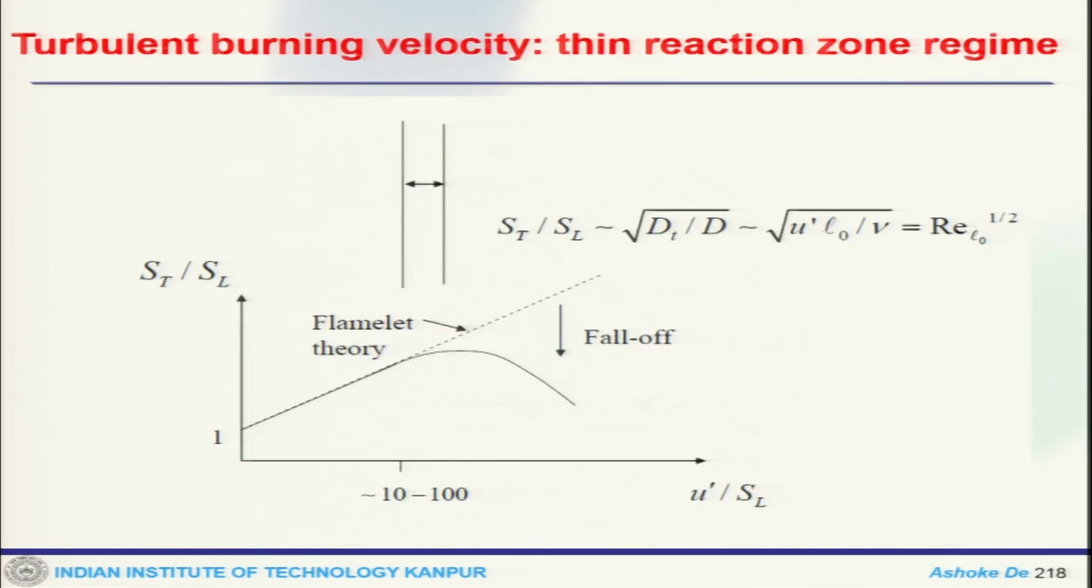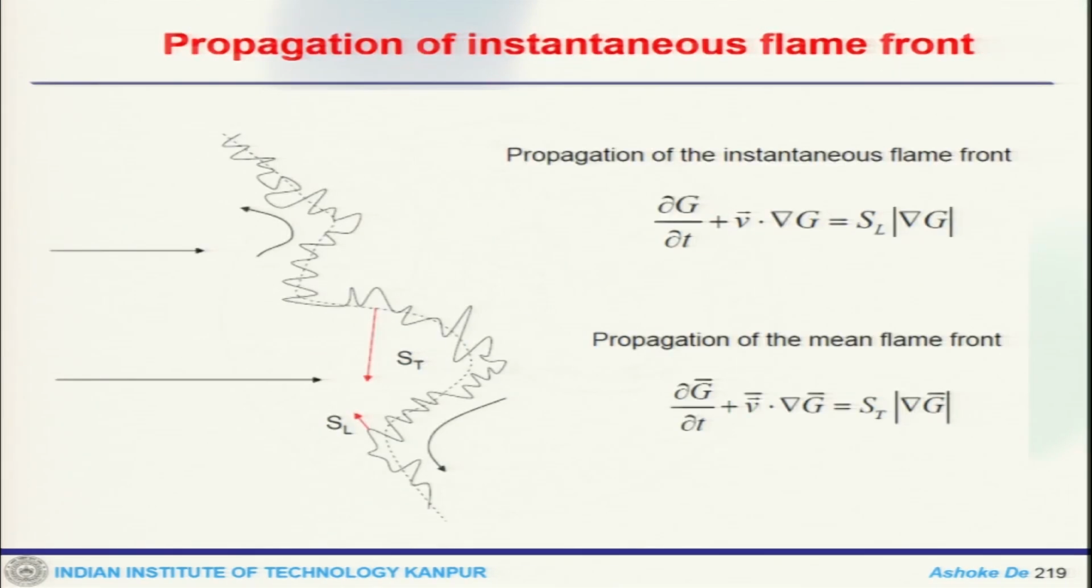Similarly, if we go to the thin reaction zone regime, the theory says that it would be Re L naught to the power half, and this is what the theory gives, but there is a deviation. Though we have already seen different kinds of expressions which are available, when you actually apply them to the system they can vary. There is another wrinkled flamelet where this is your SL and this is the ST.